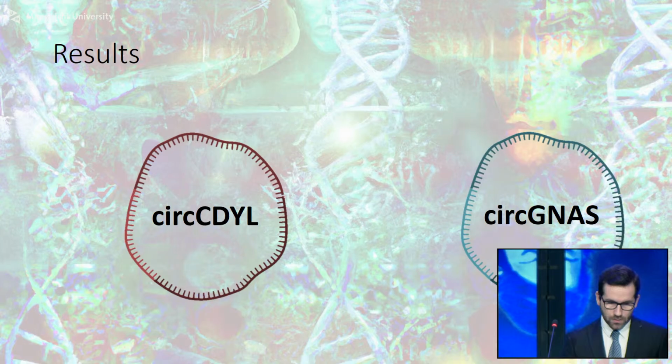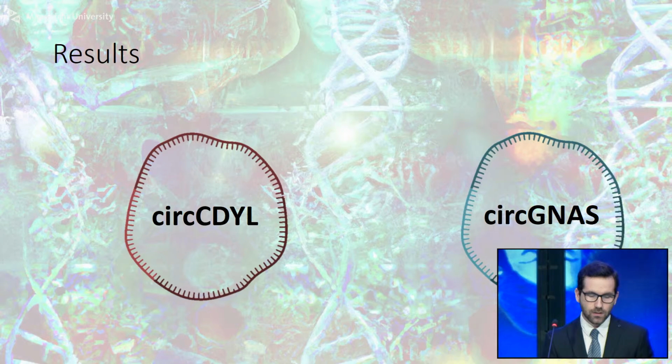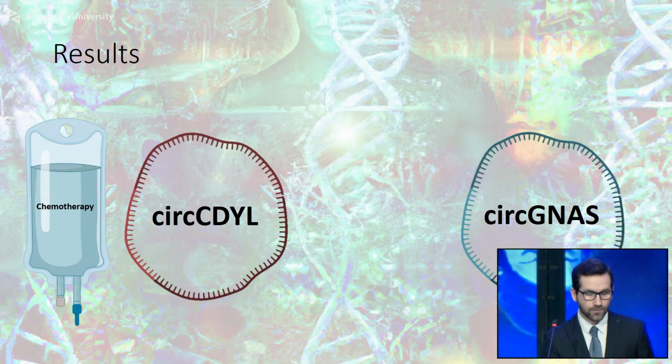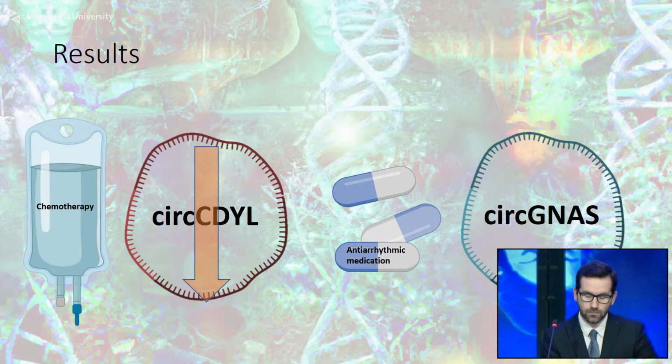So after investigating that, I focused on two circular RNAs in my results. For Sirsidil, what I found was that when cardiac cells were exposed to chemotherapy, the expression of Sirsidil decreased. While for Sirsginas, what I observed was that exposure to antiarrhythmic medication led to an increase in the expression of Sirsginas.